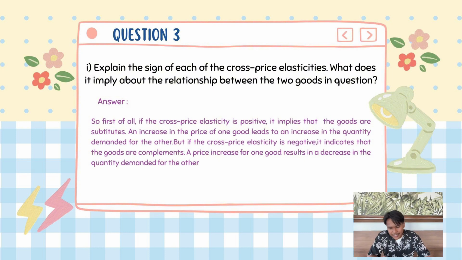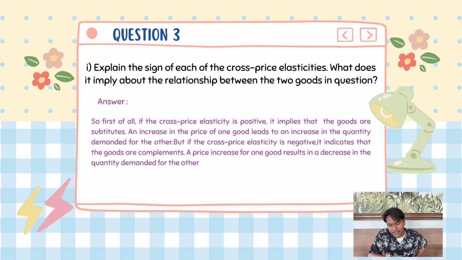So the answer is, if the cross price elasticity is positive, it implies that the goods are substitutes. An increase in the price of one good leads to an increase in the quantity demanded for the other. But if the cross price elasticity is negative, it indicates that the goods are complements. A price increase for one good results in a decrease in the quantity demanded for the other.